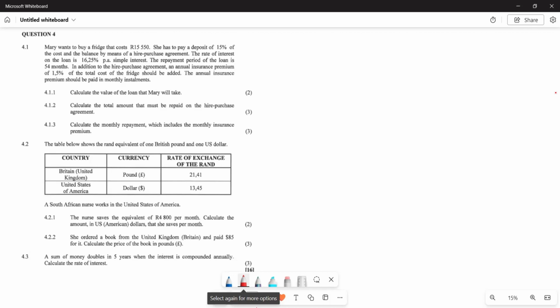We are still looking at our financial mathematics and the paper that we are examining. It is November 2016. I think this was a national paper.